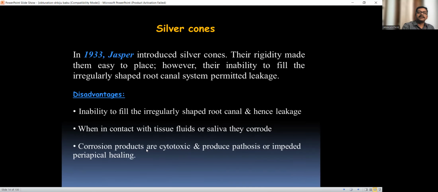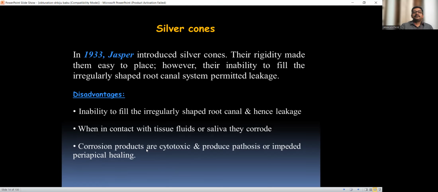Now coming to the next material, obturation material, silver cones. In 1933, Jasper introduced these silver cones. Their rigidity made them easy to place into the root canals. However, their inability to fill the irregularly shaped root canal system permitted leakage.